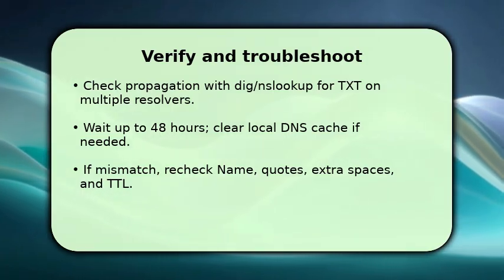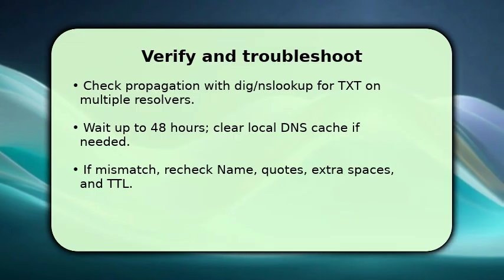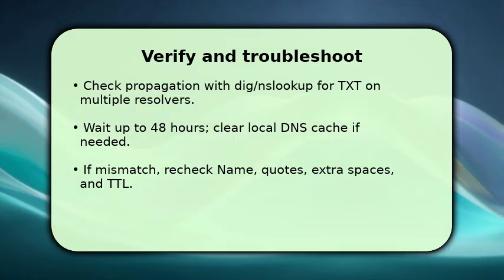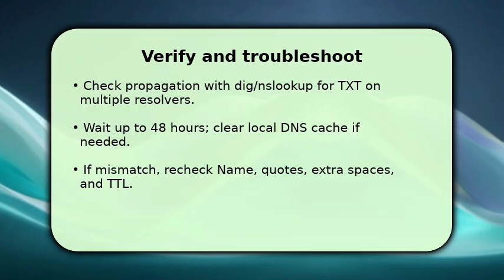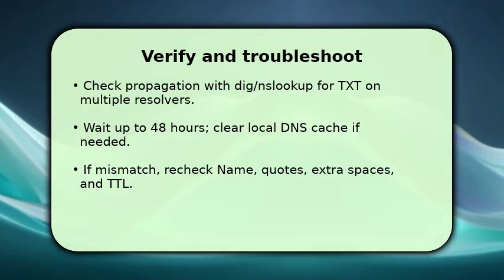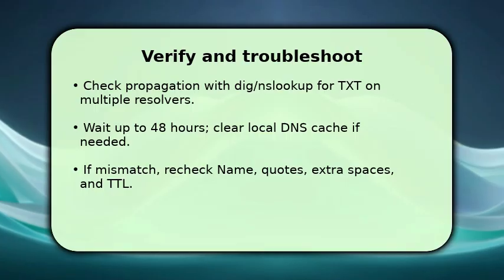If you see old records, clear your local DNS cache and wait for propagation, often minutes but occasionally up to 48 hours. If problems persist, reopen the DNS editor and correct the name or value, then save.